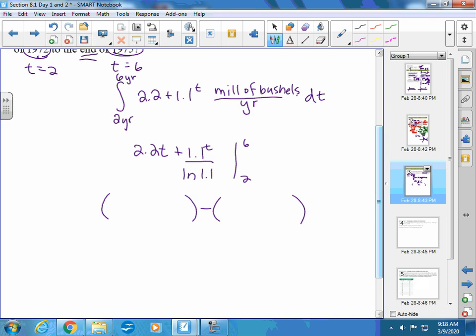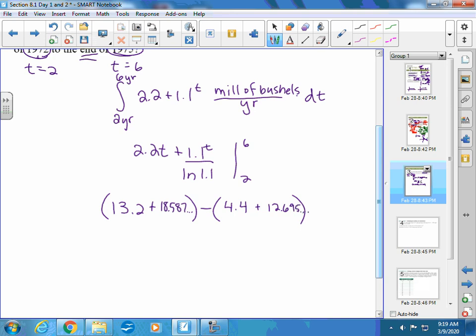Plugging the top number in, I have 2.2 times 6. And then I have this, which I don't know off the top of my head. I don't know the natural log of 1.1, okay? So this would be a calculator problem to get that part. So let's see, 1.1 to the 6th power, and then divided by natural log of 1.1 gives me 18.587... Then I have to plug the 2 in. 2.2 times 2, 4.4, and then 1.1 to the 2nd power divided by natural log of 1.1, and I get 12.695 dot dot dot for that.